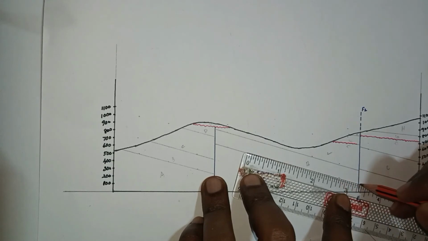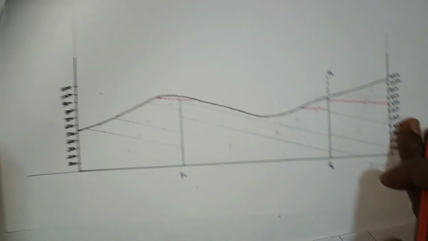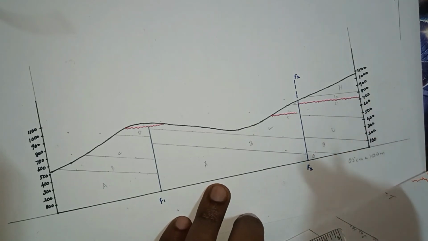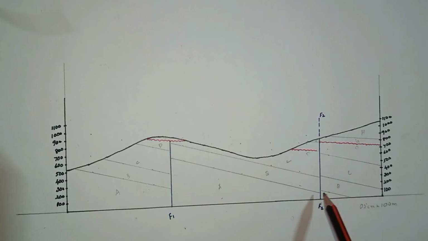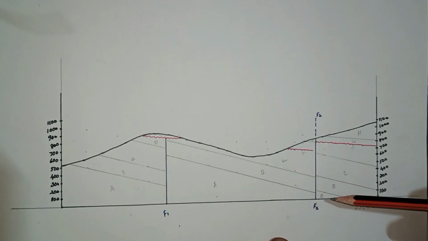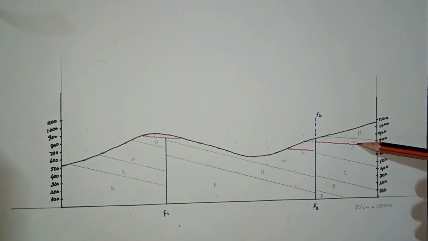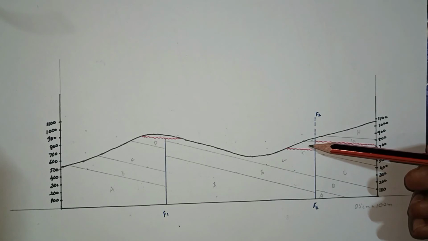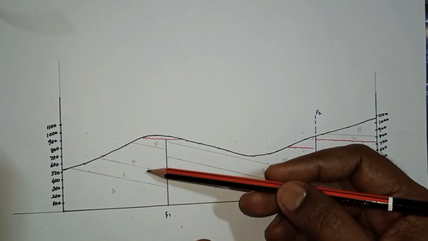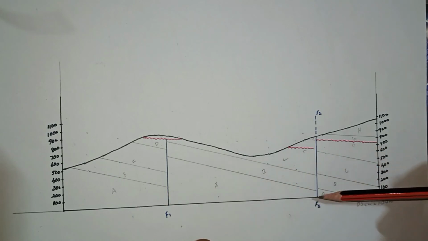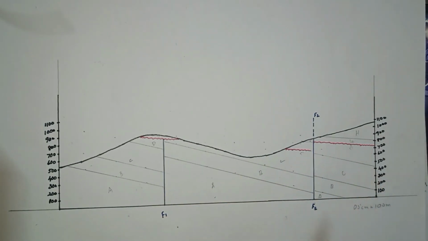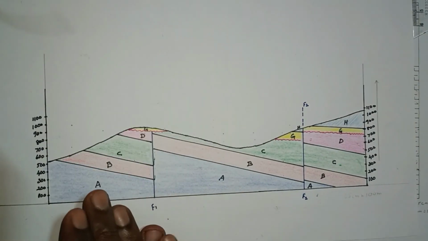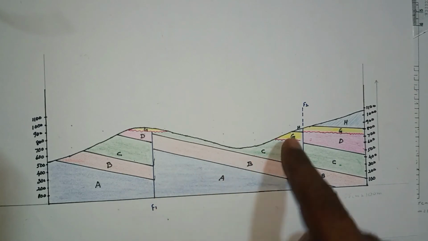So this is A, B, C, D. Now all the beds are drawn. You can color it. In this portion we have A, B, C, D. It's unconformity G and H. Here the A, B, C, D beds are not coming, and we have the unconformity. And here A, B, C, D and the unconformity. This is the F1 and F2 fault. So complete it, color it. Your cross section is ready. This is the cross section output, so you can see the different layers.